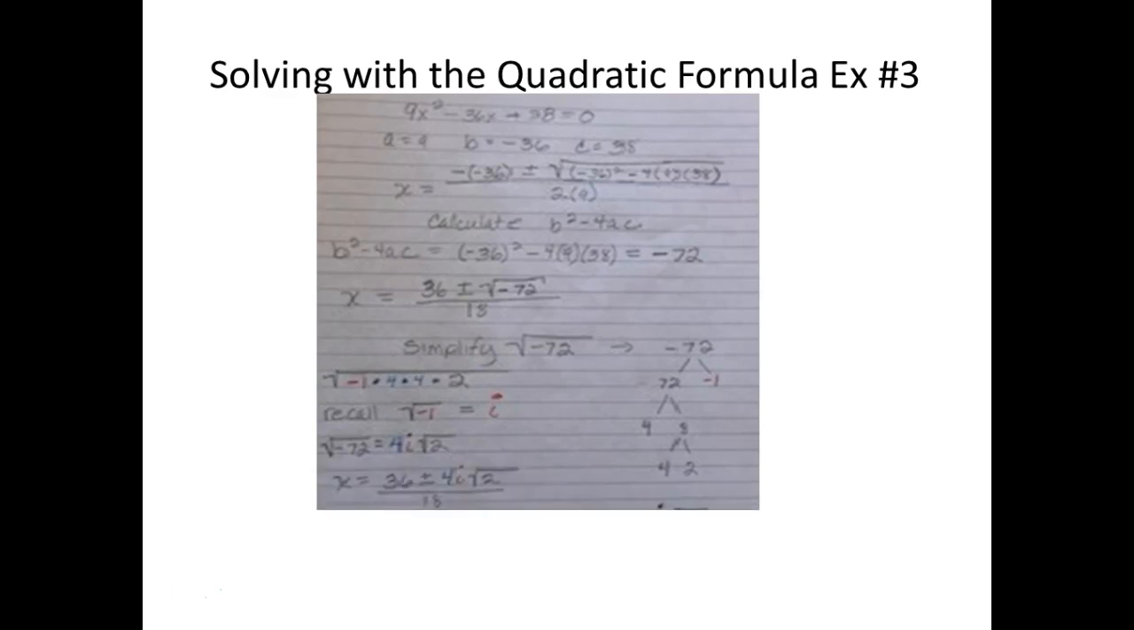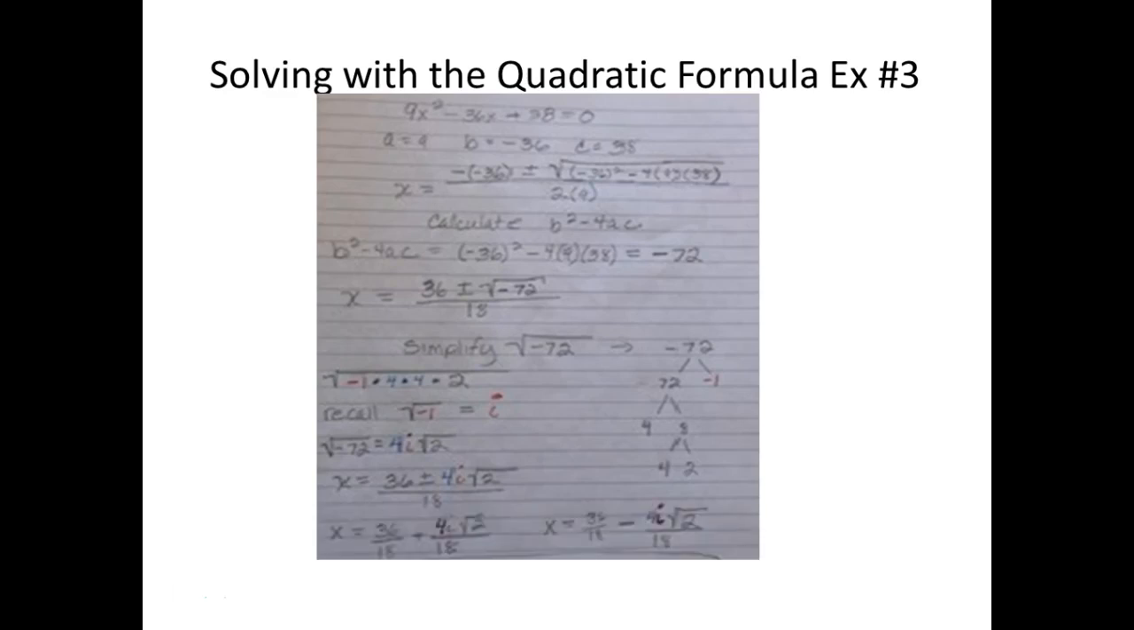Now that I've done that, I can go back to my simplified form of the quadratic formula. I end up with 36 plus or minus 4i times the square root of 2, all divided by 2 times A, which is 18. All right, now I have to go ahead and simplify this answer. So I have 36 over 18 as one fraction plus 4i square root of 2 over 18 as another fraction. I chose to separate out my fractions.